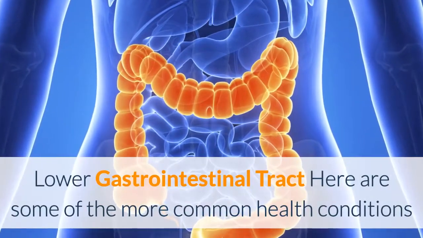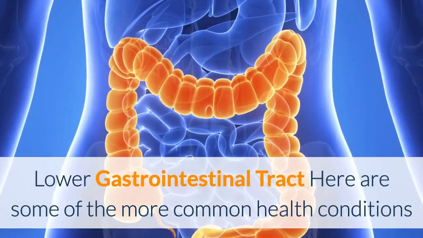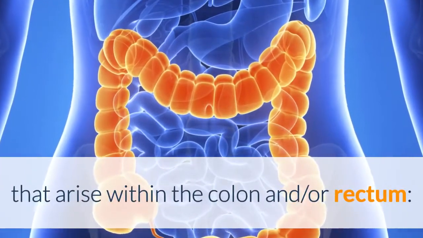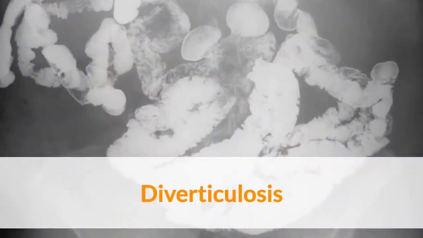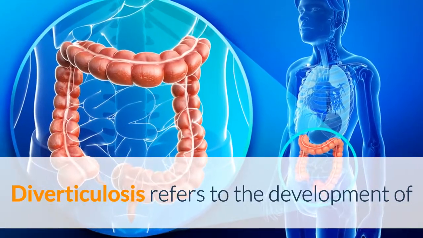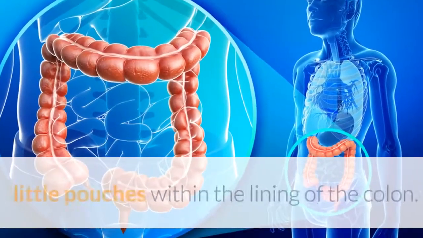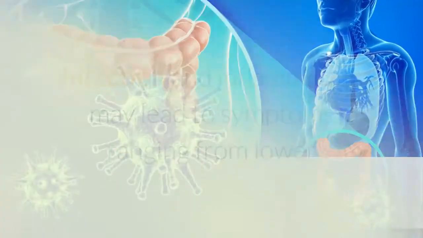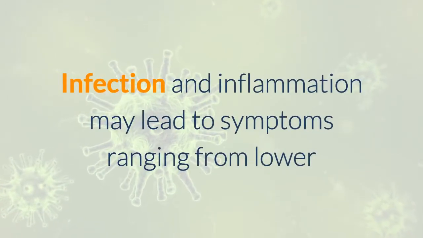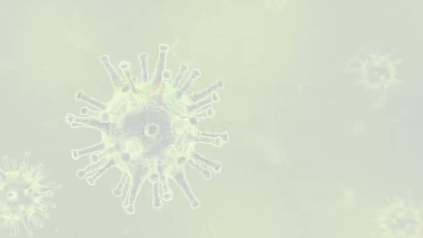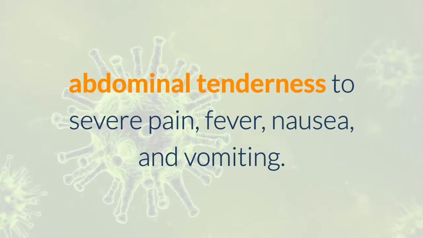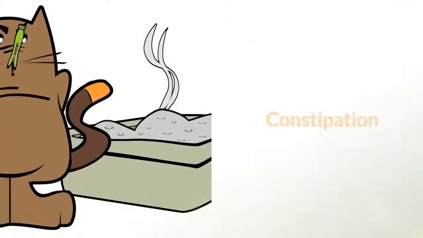Lower gastrointestinal tract. Here are some of the more common health conditions that arise within the colon and/or rectum. Diverticulosis. Diverticulosis refers to the development of little pouches within the lining of the colon. Infection and inflammation may lead to symptoms ranging from lower abdominal tenderness to severe pain, fever, nausea, and vomiting.